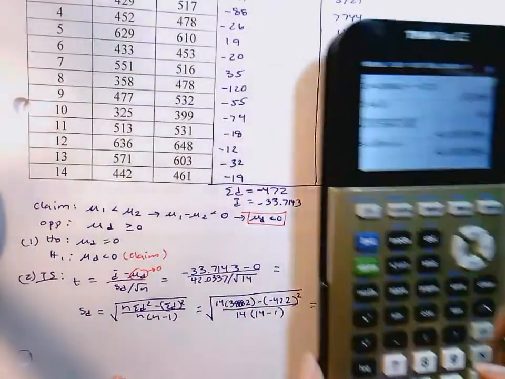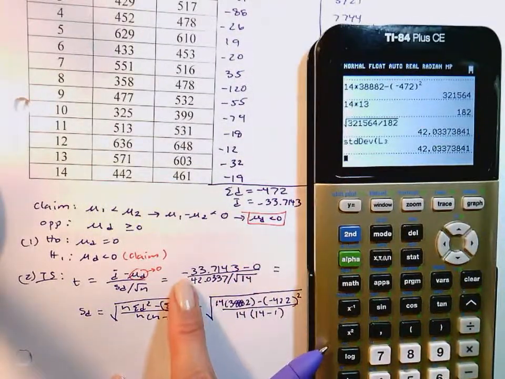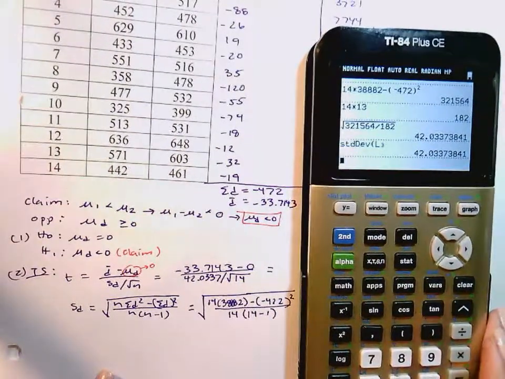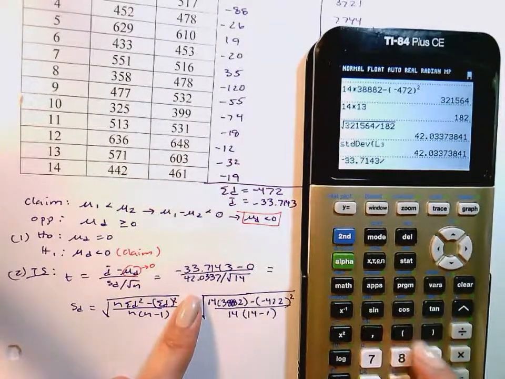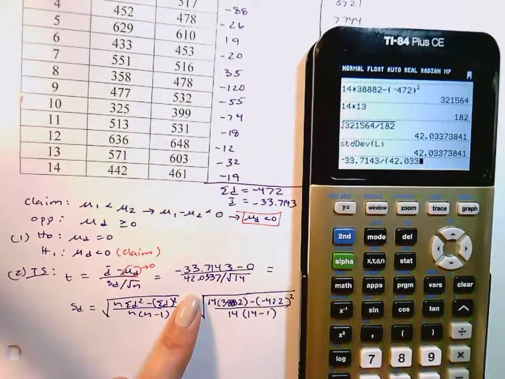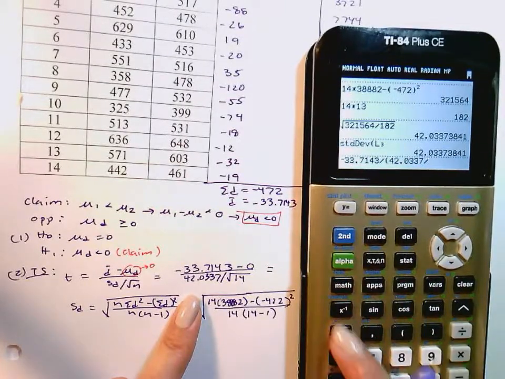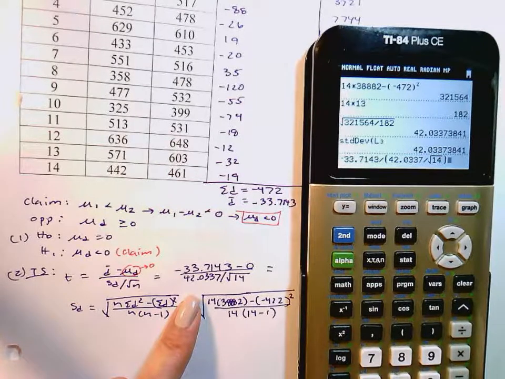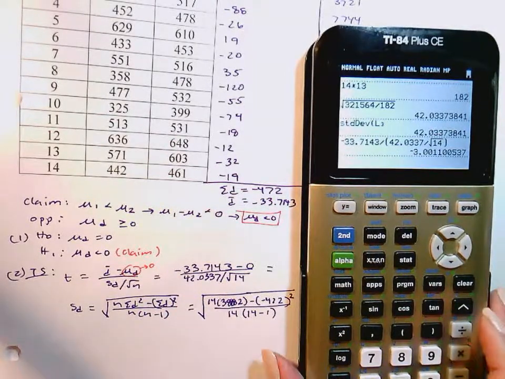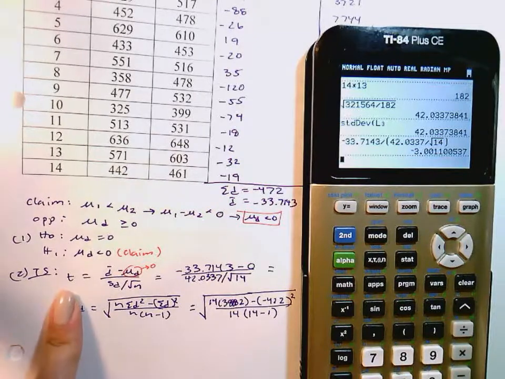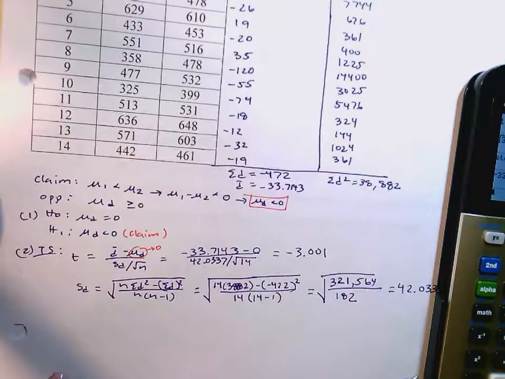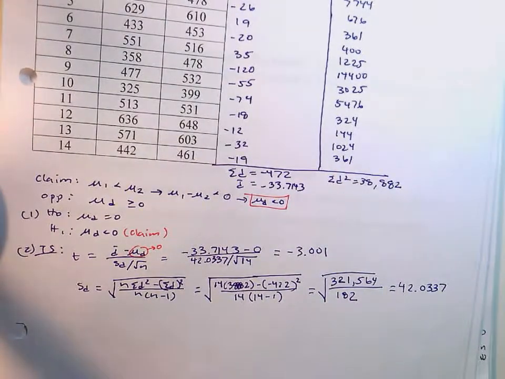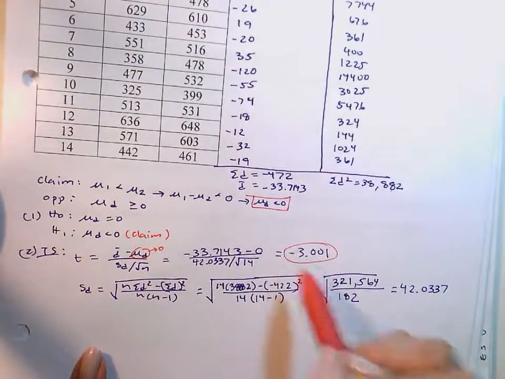So when you put it into the calculator, don't type in that minus 0 and put parentheses before the 42 and after the radical 14. So it would give me negative 33.7143 divided by, again, parentheses before the 42.0337, divided by square root of 14, and then close the parentheses at the end. And that gives me a negative 3.0011, and so on. So this gives me a t. That means that I only need 3 numbers after the decimal. So it's negative 3.001. So for the third step, or actually in the second step, the test statistic is negative 3.001.